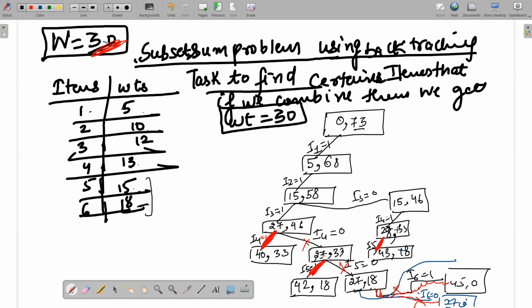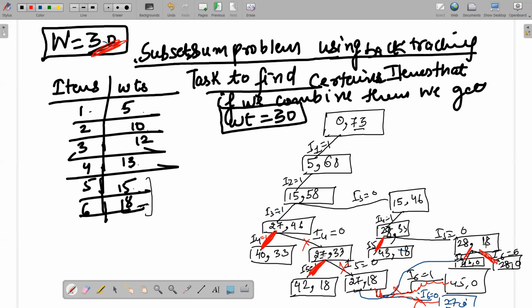Let's exclude item 5. If item 5 is not included, the answer would be 28, and we got the remaining as 18. If we include item number 6, the answer would be 46, 0. If we don't include it, the answer would be 28, 0. We don't want this answer. Again, these answers are wrong.